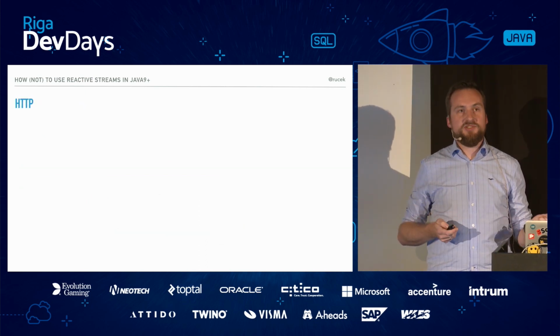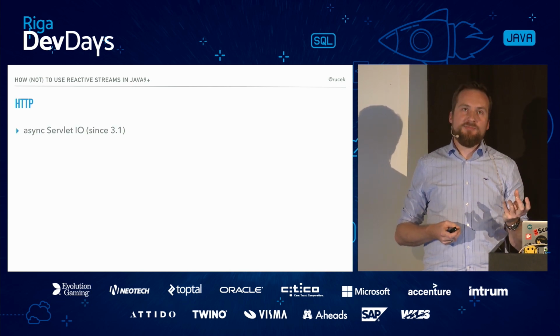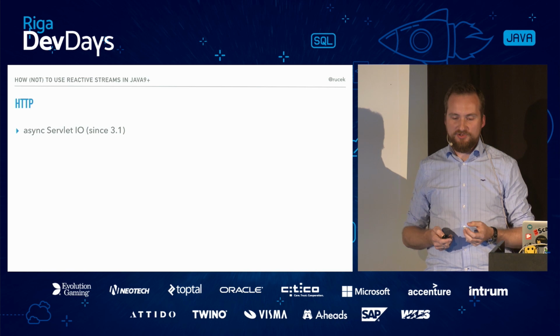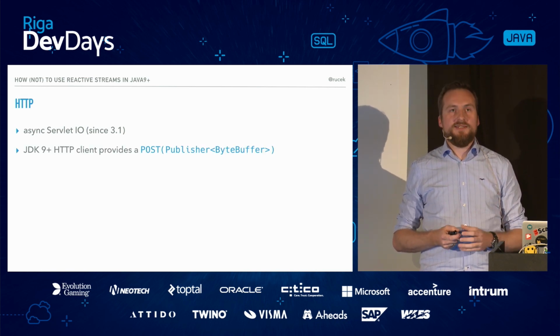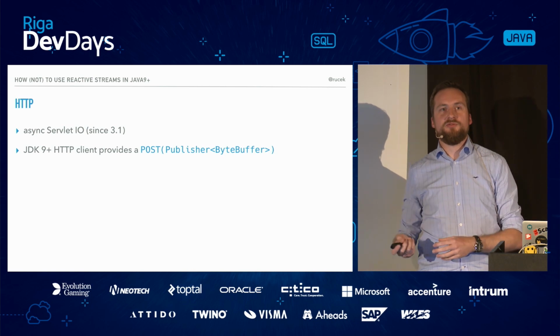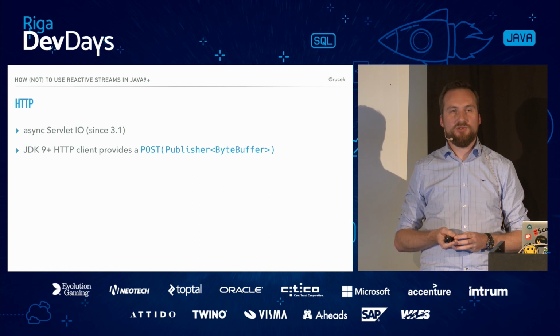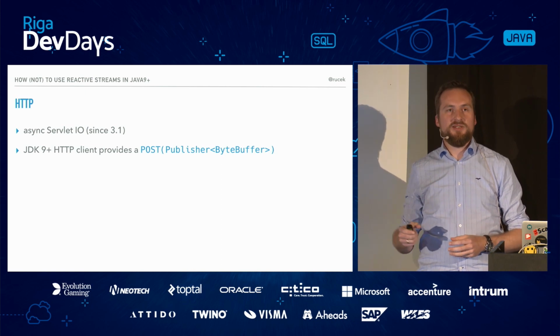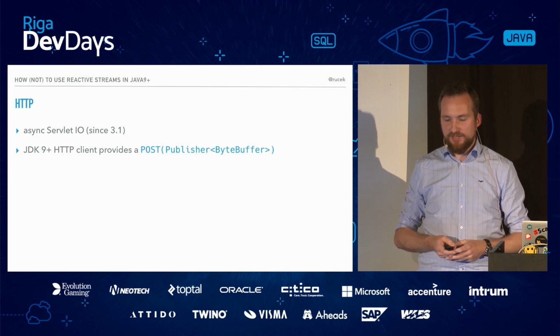It's, for example, HTTP. So for HTTP, we have some async support, as I said, in Servlet 3.1. And actually, there is a reactive HTTP client starting from JDK 9. If you've already used JDK 9, you may not have noticed it yet because it's in the incubating package, and it's still incubating in JDK 10, but hopefully it's going to make its way to the non-incubating packages.